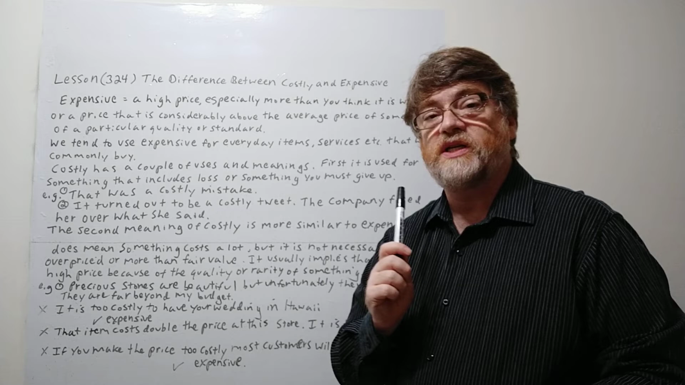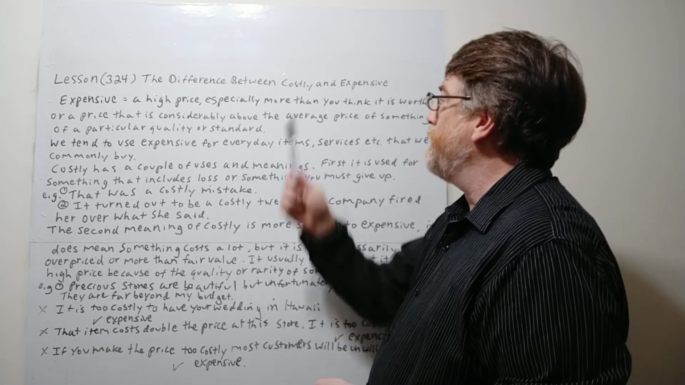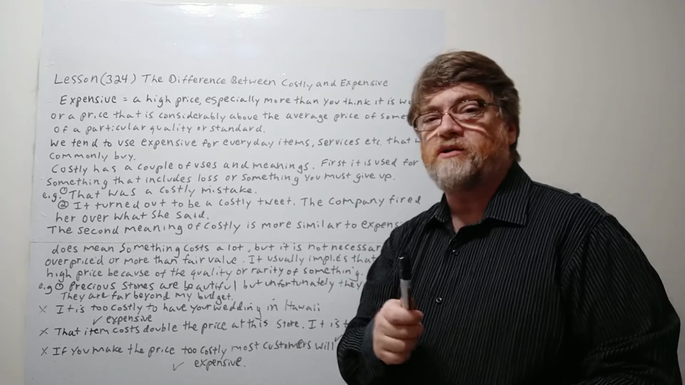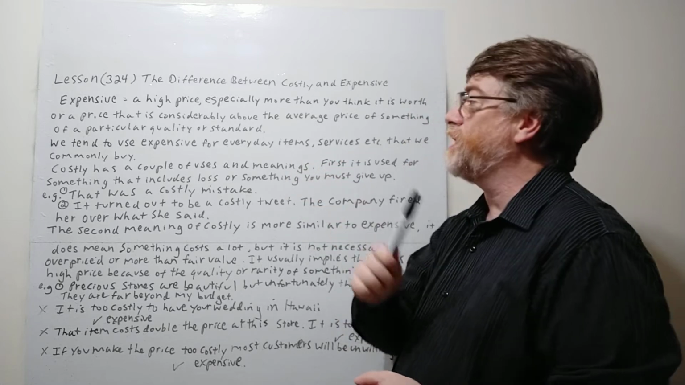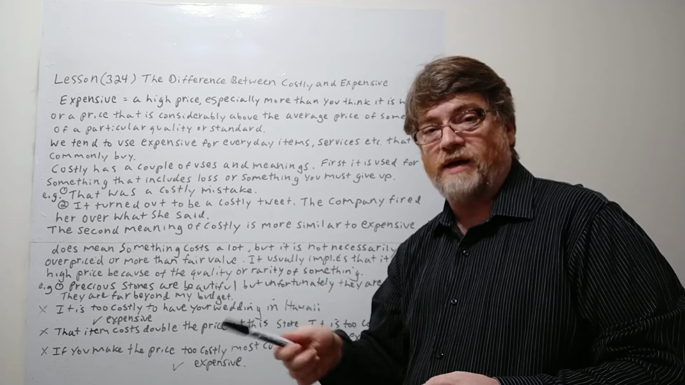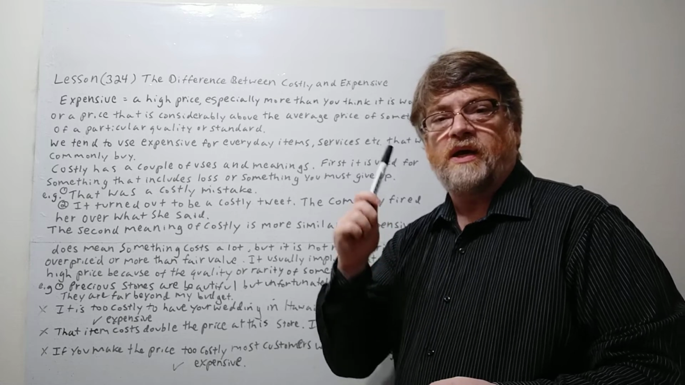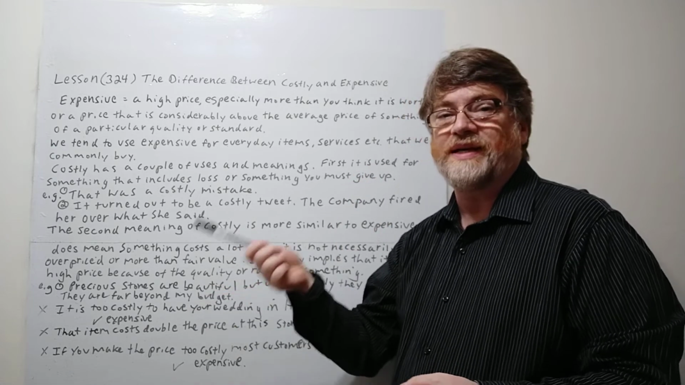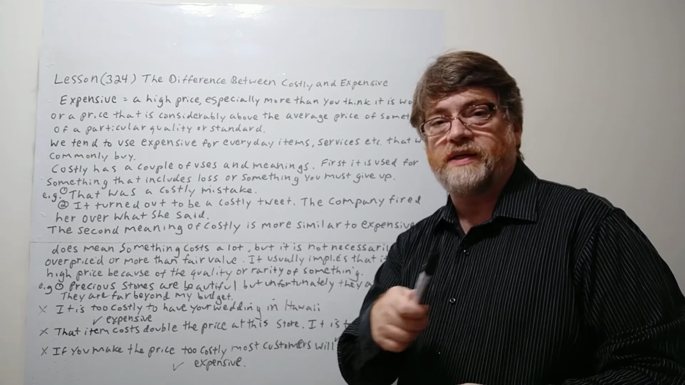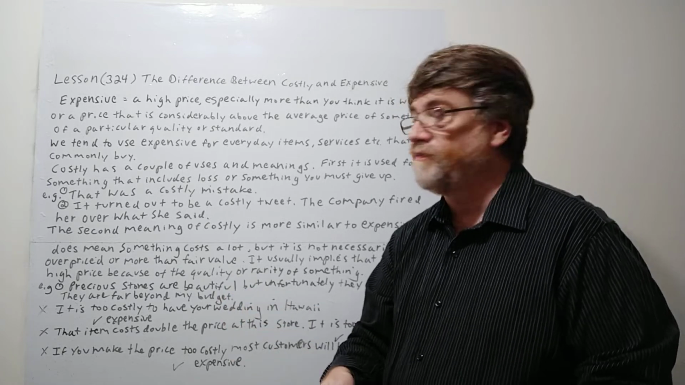All right, let's look at the definition of expensive first. Expensive is a high price, especially more than you think it's worth, or a price that is considerably above the average price of something of this particular quality or standard. So you've probably seen it cheaper other places, and for that reason, your opinion considers this one to be more expensive. So you don't think it's worth it because other places may sell it at a lower price. So therefore you think it is expensive.